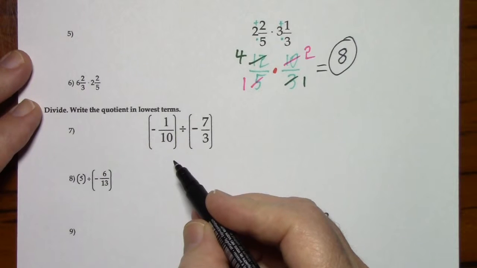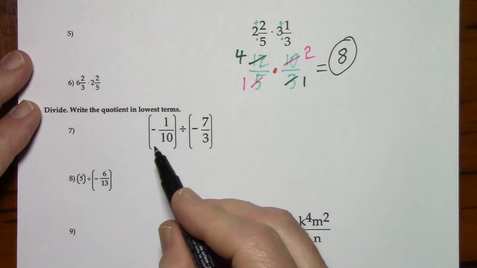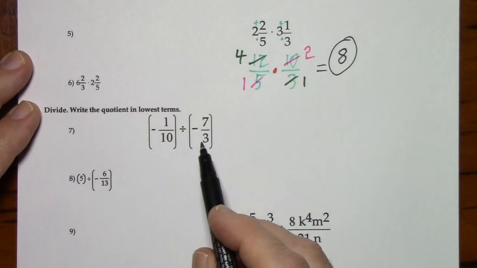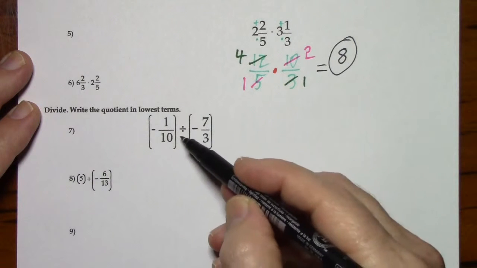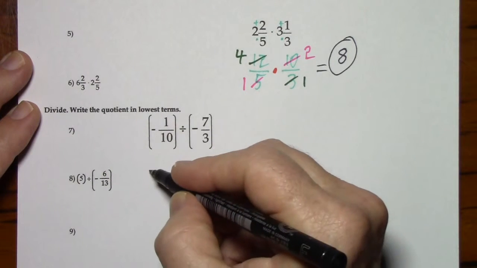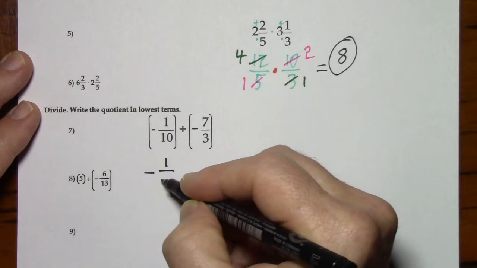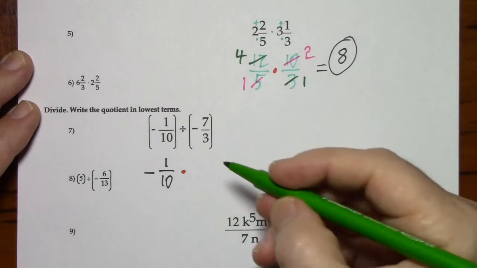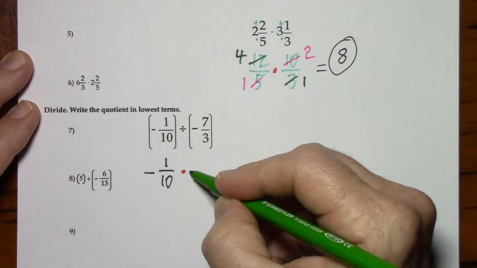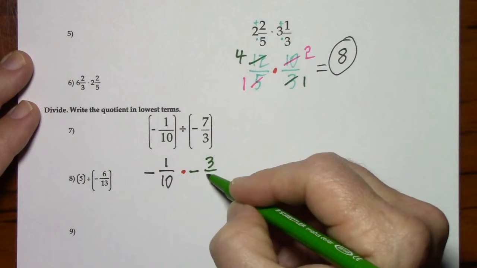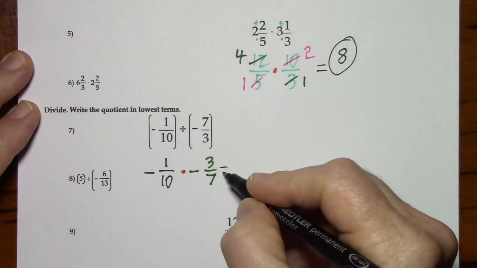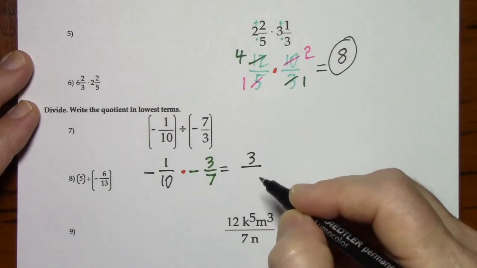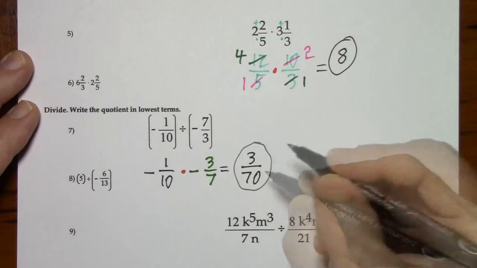Looking at number 7, negative divided by a negative is going to be a positive. When you divide by a fraction, you flip this and multiply. So the negative 1/10 stays as it is. Change division to multiplication. And we flip this, so we have a negative 3/7. Nothing will reduce, multiply straight across. There you go.